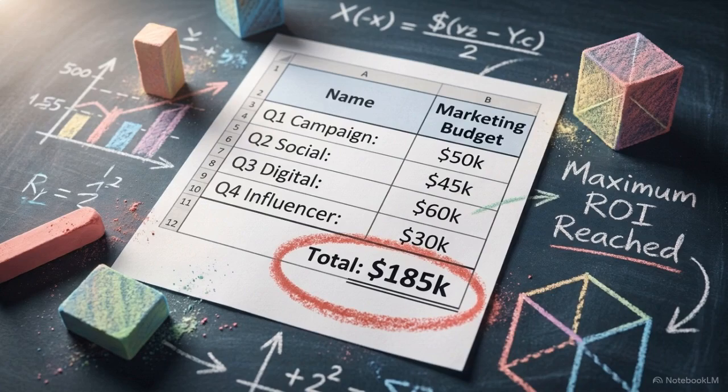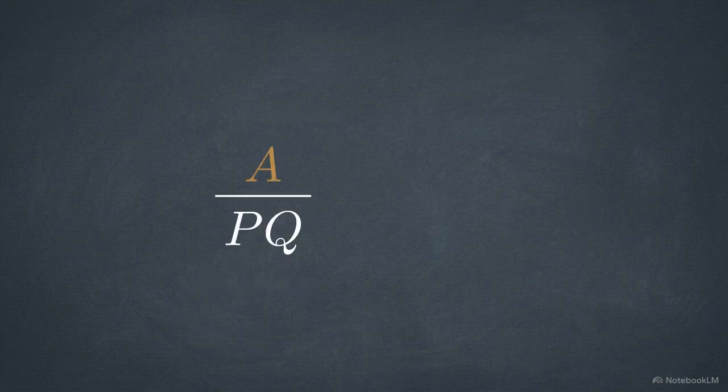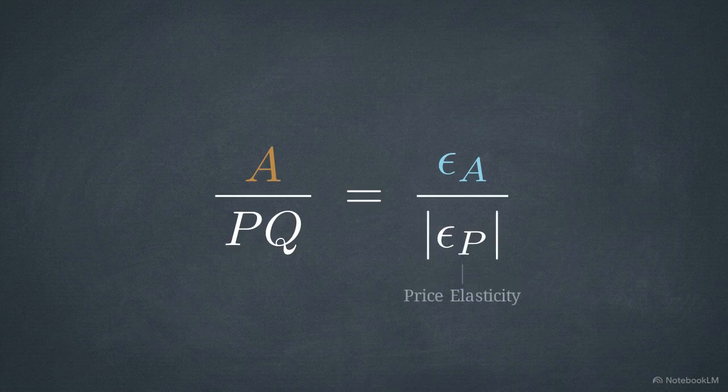The theorem solves a boundary problem, the exact point where an additional dollar spent on advertising stops generating a profitable increase in demand. This equation provides the answer. On the left, we have the advertising to sales ratio, the firm's advertising budget divided by total revenue. On the right, the numerator is the advertising elasticity of demand, measuring how intensely consumers react to marketing. The denominator is the absolute value of the price elasticity of demand, measuring consumer sensitivity to price changes.